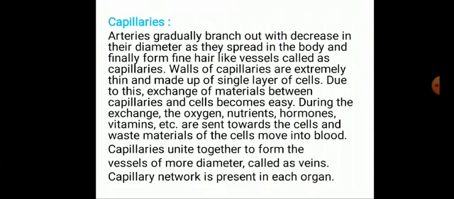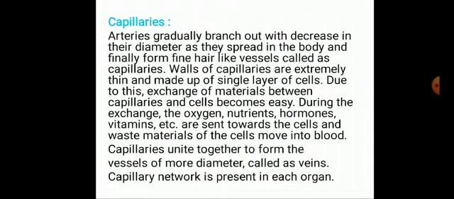So children, have you understood what capillaries are? Capillaries are formed when arteries branch out and their diameter decreases as they spread into the body, and they finally form fine hair-like vessels, and these fine hair-like vessels are called capillaries. Walls of capillaries are extremely thin and made up of only a single layer of cells, and due to this, exchange of material between capillaries and cells becomes very easy.